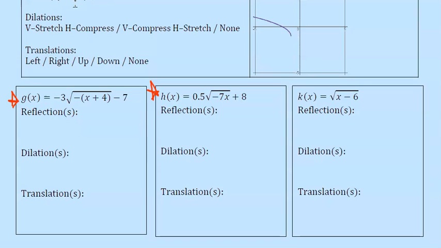Let's look at these ones at the bottom. We have g of x equals negative 3 times the square root of negative x plus 4 minus 7. There are reflections here. We have across the x-axis and across the y-axis. So we'll write that down. Reflect x and reflect y. And then for dilations, we have this 3 on the outside, so that's a vertical stretch.